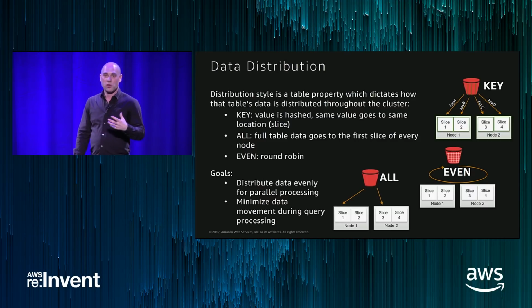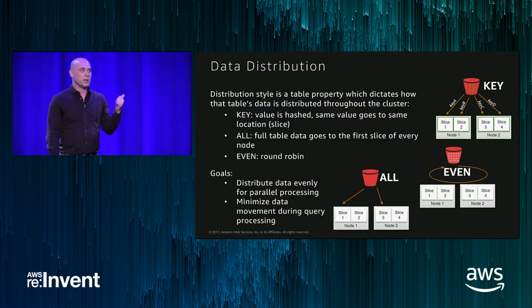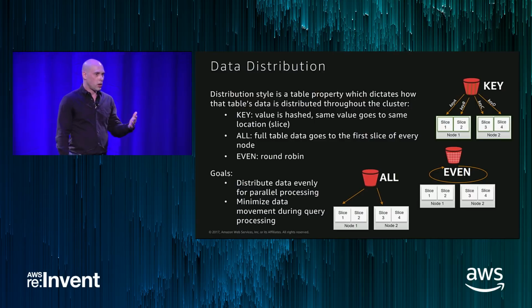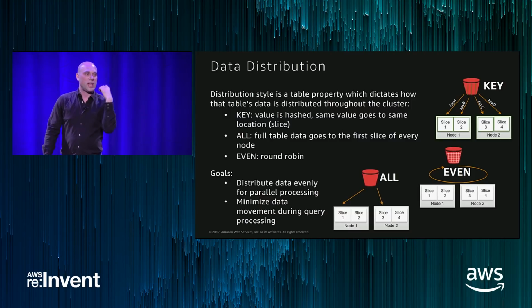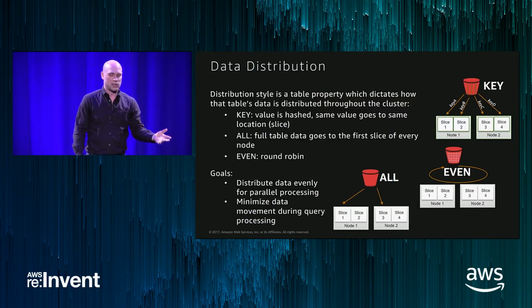So how do we distribute the data amongst these slices? This is where the distribution keys come in. The first one is what we call diststyle key. When you pick a column, you assign it when you use this distribution style. What will happen is the value for that row in that column, we hash it, and that hash corresponds to one of the slices in your cluster. And that's where the data ends up landing.